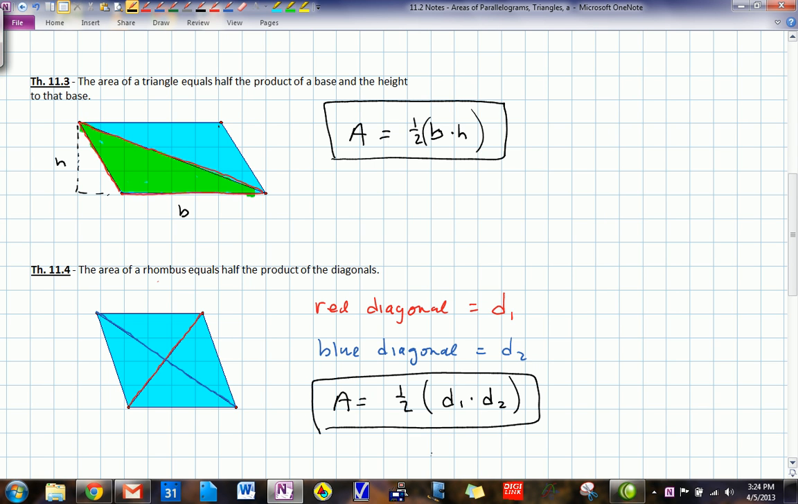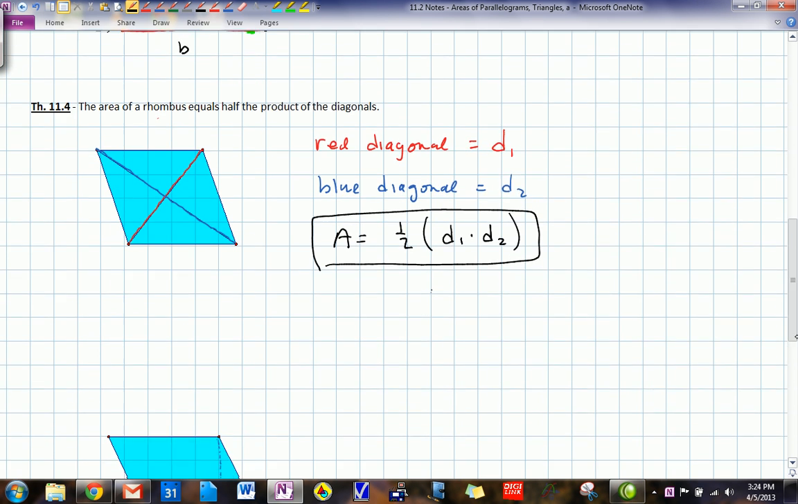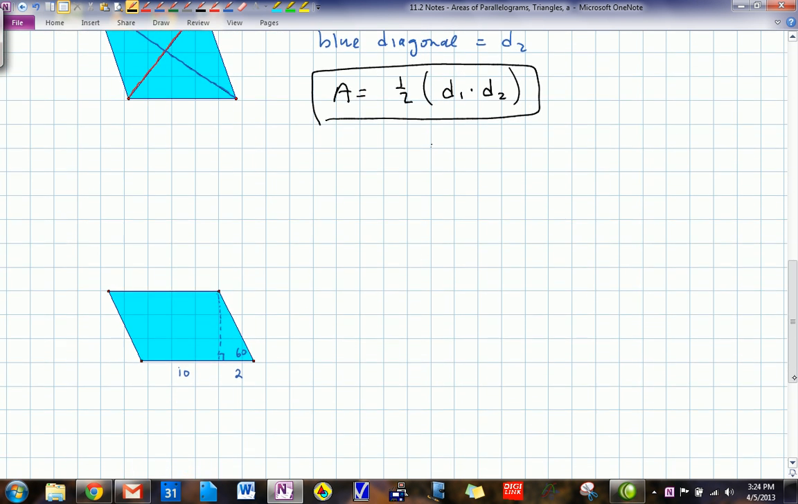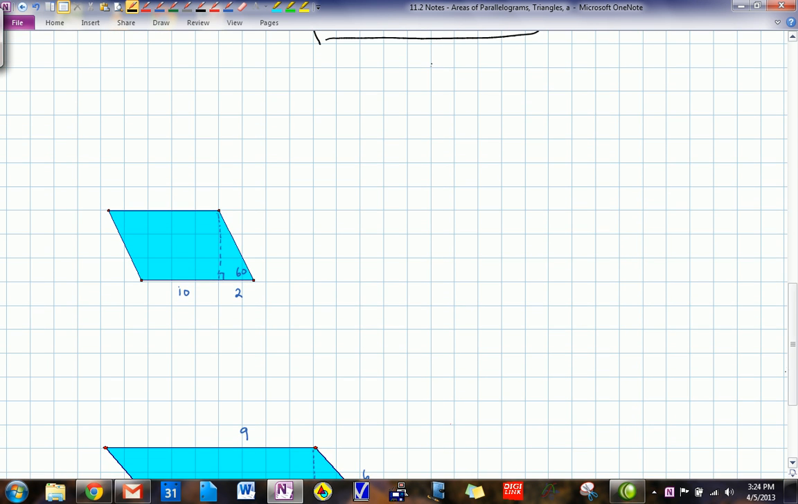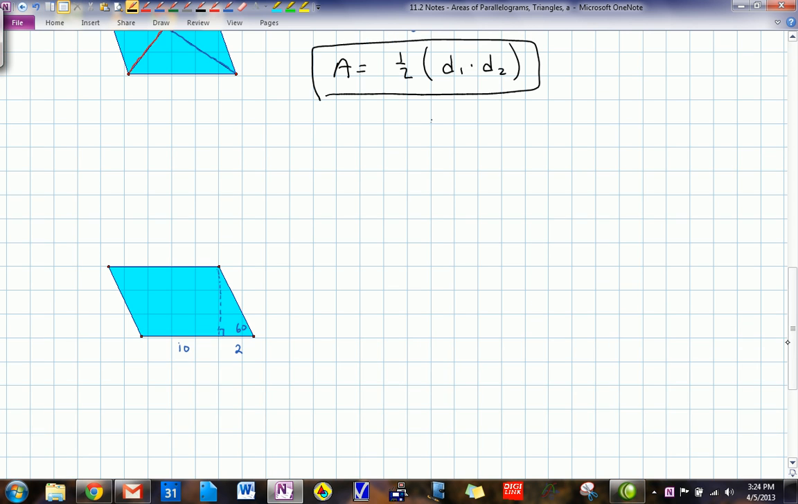Okay? That is also provable. Proofs for all three of these theorems are actually in our textbook, and you could take a look at those when you get a chance. Okay, a couple of examples and then we'll finish this up. So suppose this shaded region that I have here is a parallelogram, and that angle happens to be 60 degrees, and the base is made up of two parts, of the 10 and then the 2. And the goal here is to find the area of that parallelogram.